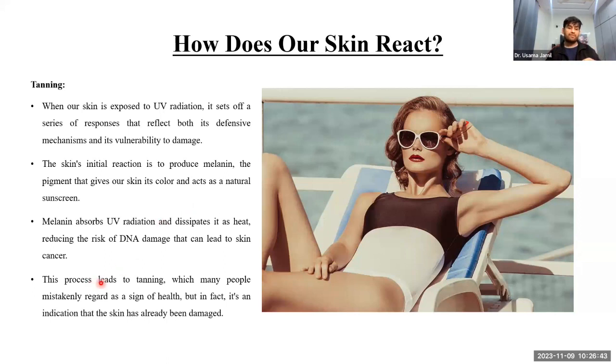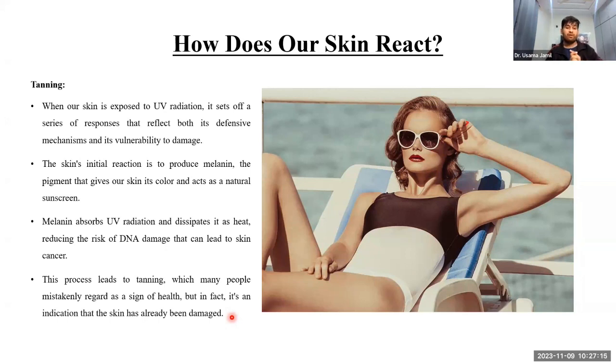So this process leads to tanning, which many people mistakenly regard as a sign of health, but in fact it is an indication that the skin has already been damaged. So it is very important that you know to get some sun bath. I know it is very important for health, as I've already mentioned, that it stimulates vitamin D synthesis, but it is also hazardous if we talk about the potential risk it poses.